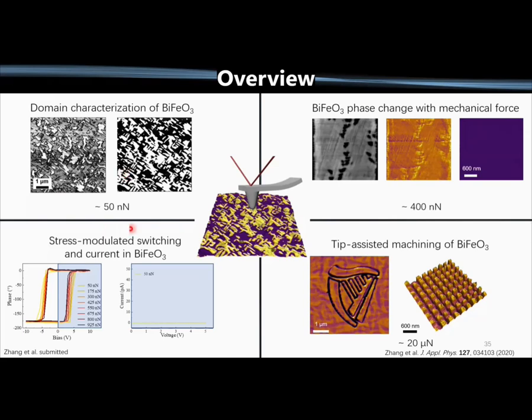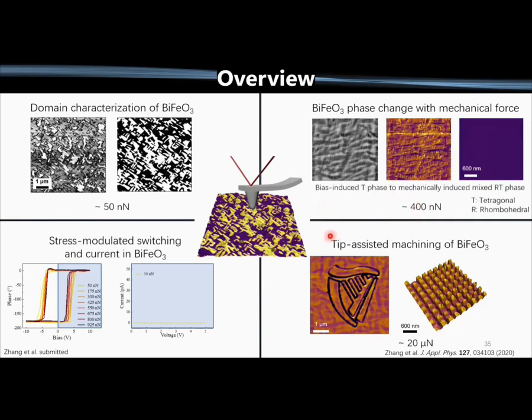At relatively low forces, around 50 nanonewtons, we would get our normal PFM image. If we apply slightly larger forces with mixed phase bismuth ferrite, we're actually able to change the structural phase of the bismuth ferrite. We can change the proportion of rhombohedral or tetragonal domains by applying a force. So first, we switch the material in one direction. You can note the topography here. And after applying a force, we change the topography, we change the way the domain structure looks, but we haven't switched the ferroelectric.